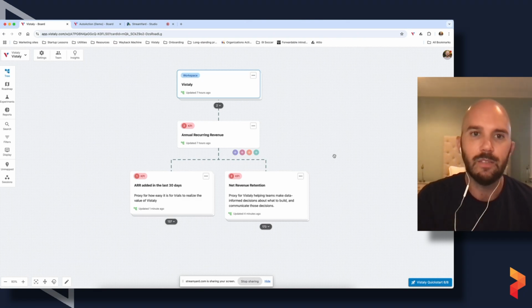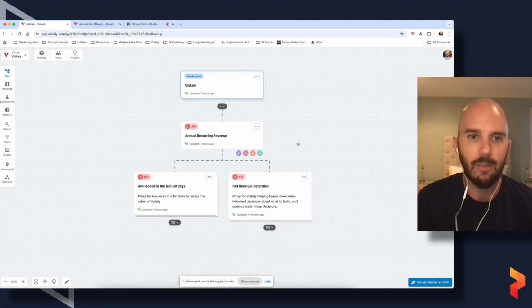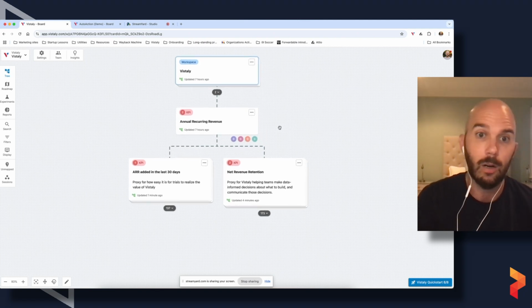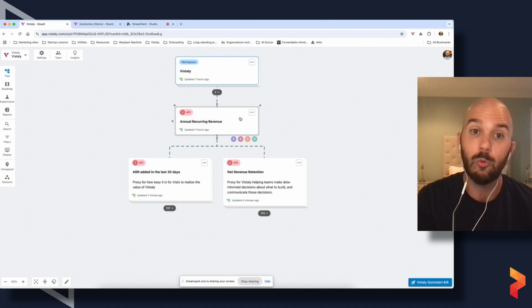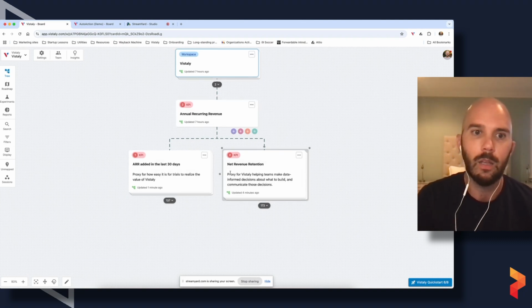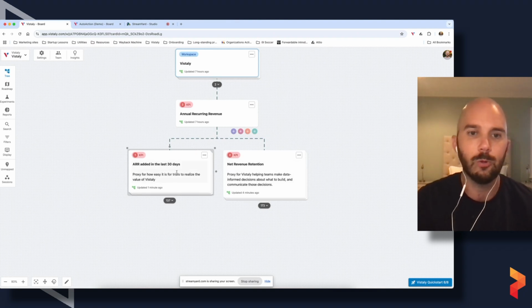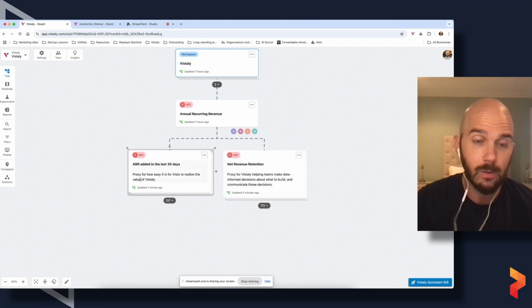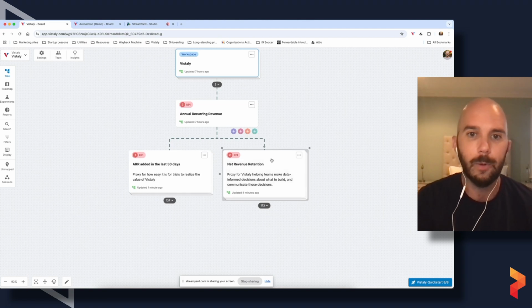Okay, so here's how we think about it in Vistaly. We're a pretty standard software as a service company. We think about things in terms of our overall annual recurring revenue. And the inputs into that are how well we are able to land new customers, and how well we are retaining our existing customers.